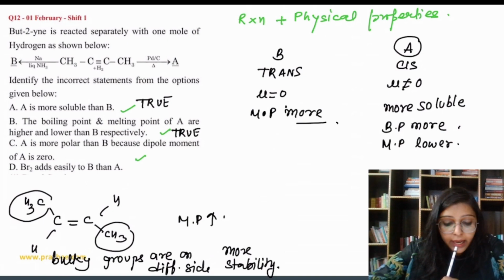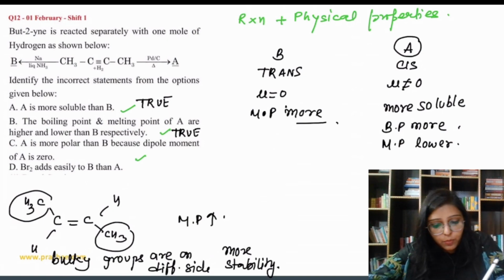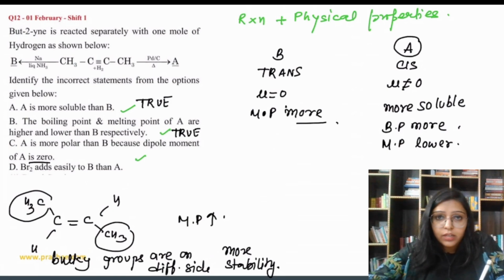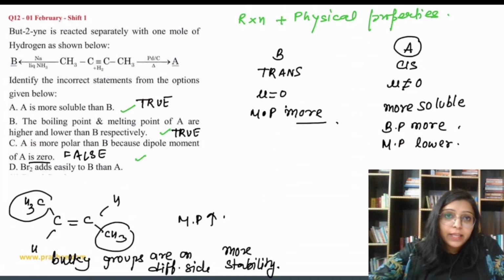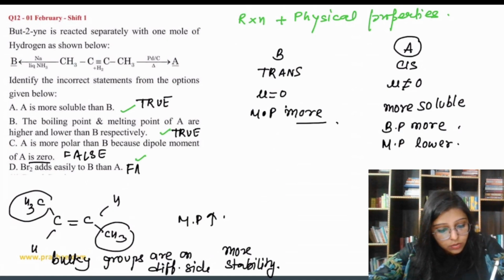Perfect. A is more polar than B because dipole moment of A is 0. No, dipole moment of A cannot be 0. It is not equal to 0, the dipole moment of A. A is more polar, so this is false. Br2 adds easily to B than A. No, this is also false.